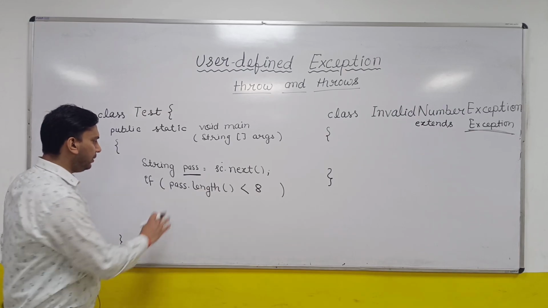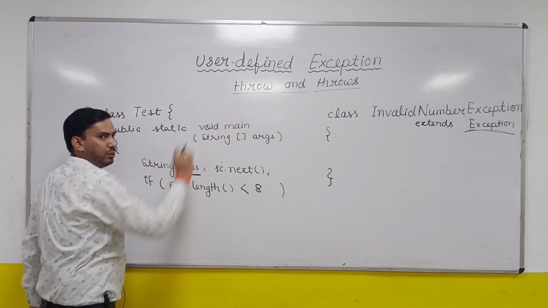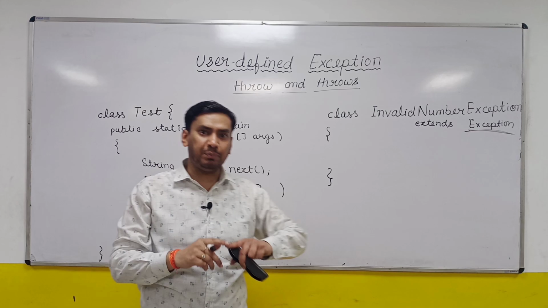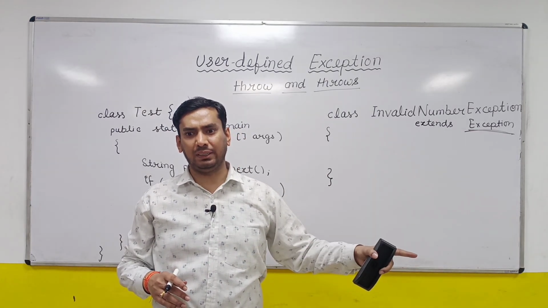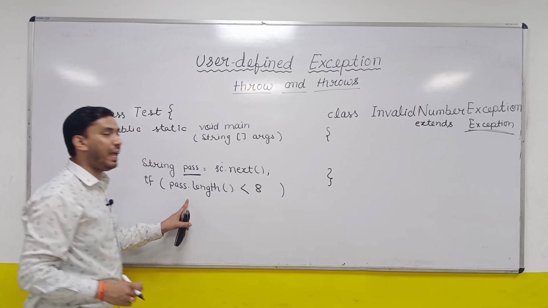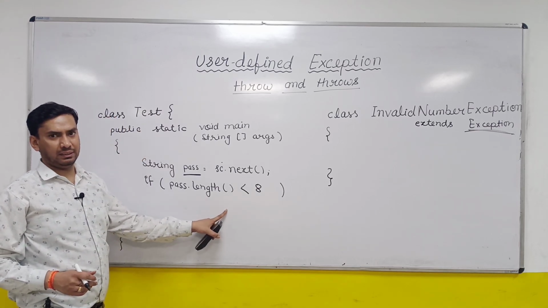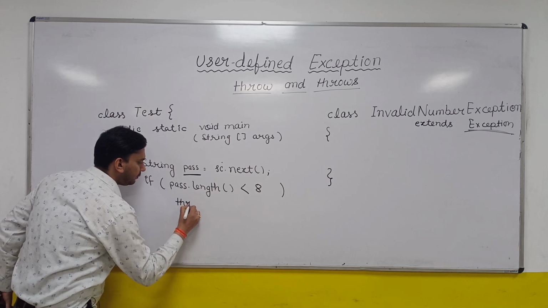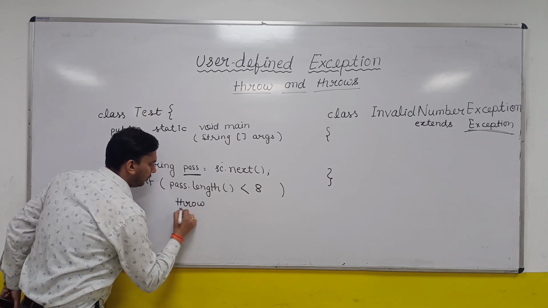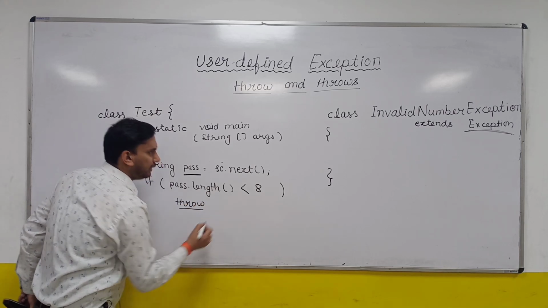So how will you throw? You will simply write this throw keyword. The throw keyword is used for explicit throwing of exceptions and rethrowing of exception objects. Right? So I am going to explicitly throw the object here. So I will just write throw, and throw means you can throw the object of any class.